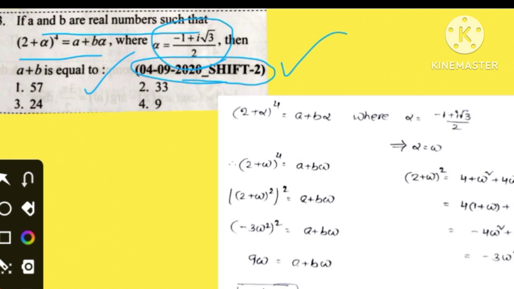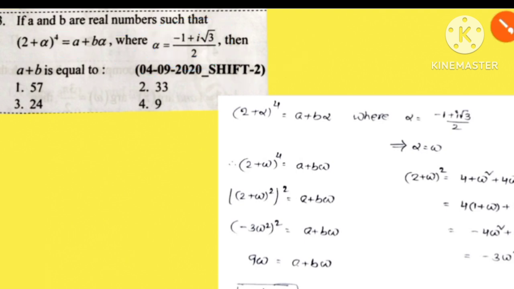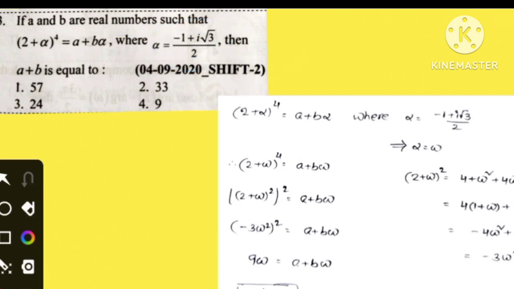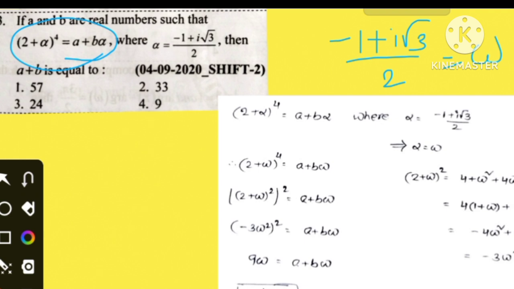See the question. What is given here? 2 plus alpha power 4 is equal to A plus B alpha. What is the alpha value? Minus 1 plus i root 3 by 2. Already we know that minus 1 plus i root 3 by 2 is omega. Given that this value is alpha, but this is the value of omega. So in place of alpha, I am simply replacing omega. Understand, all of you?